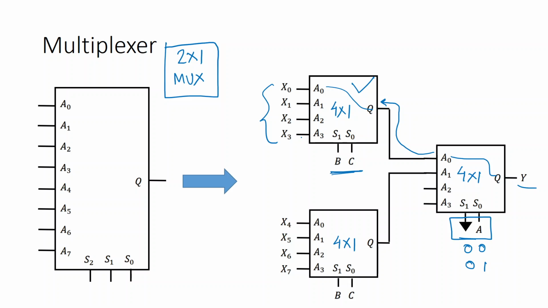Similarly for all the others. Now when A becomes 1, then A0 will not pass, and the situation gets reversed. A1 is passing, and A1 is connected to this mux, so this mux now becomes activated, this becomes inactivated, and one of these input data lines is going to pass through.